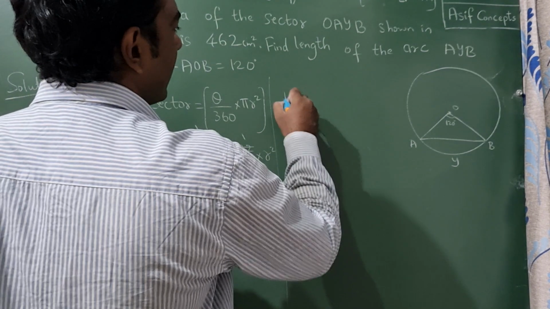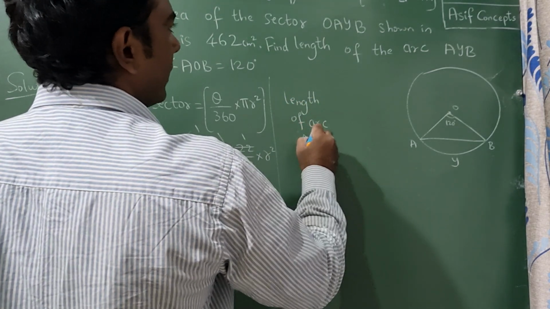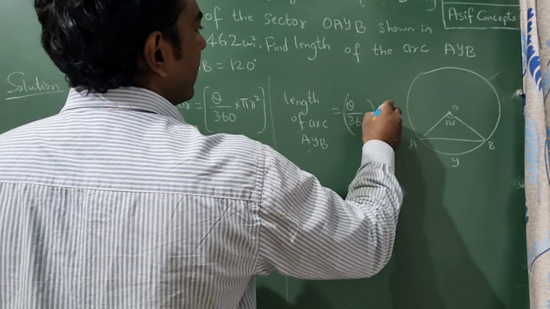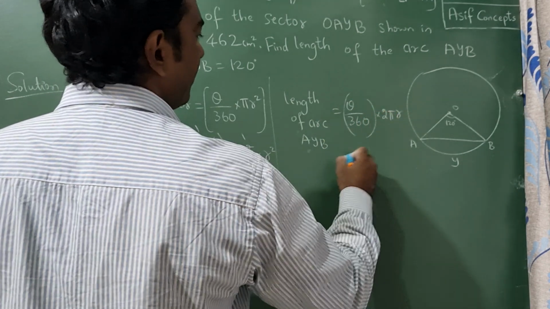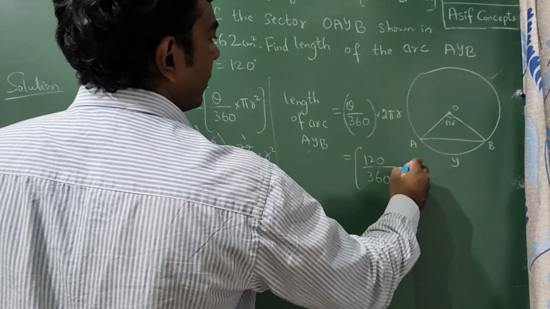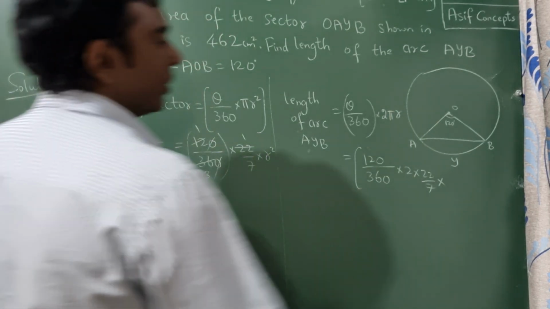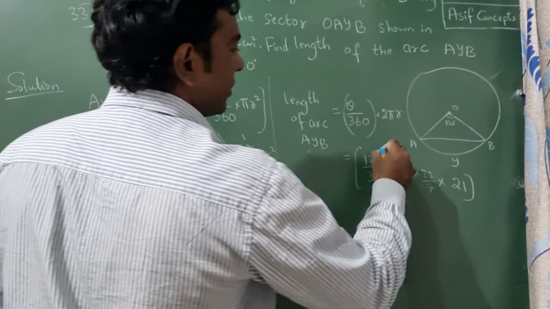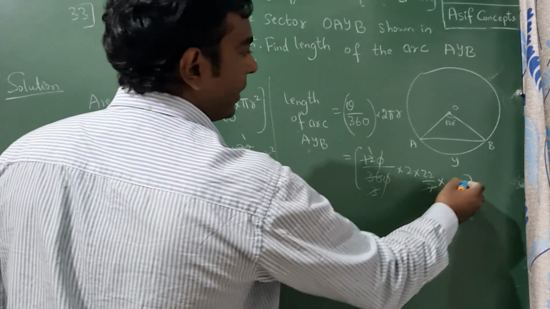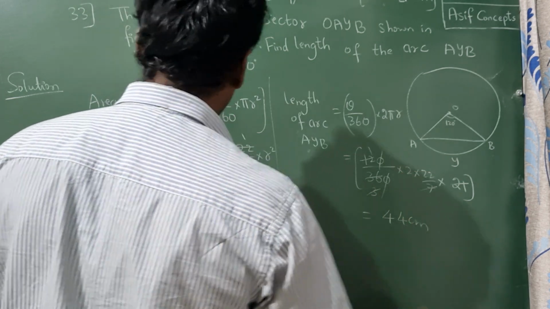Now the length of the arc AYB is equal to theta divided by 360 into 2 pi r. Theta is 120 by 360, 2 into 22 by 7. The r value is 21. The zeros get cancelled, 12 ones are 12, 3 sevens are 21, and this 21 gets cancelled. 2 into 22 is 44 centimeter.